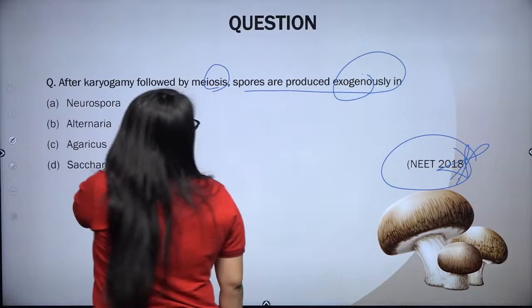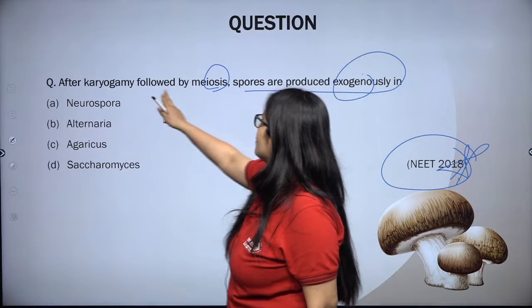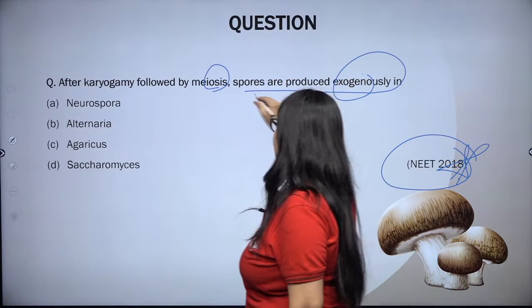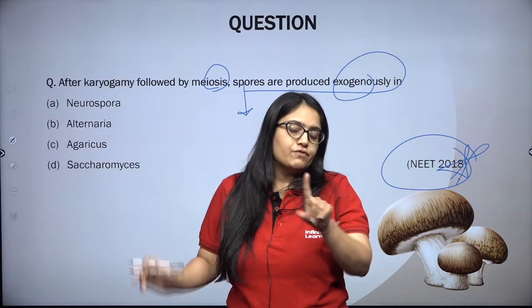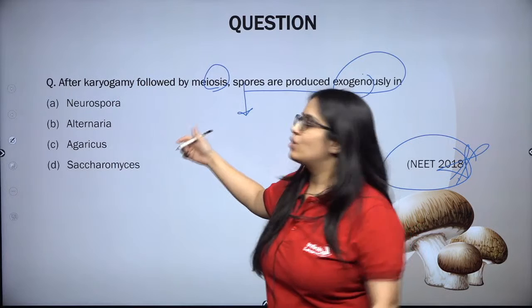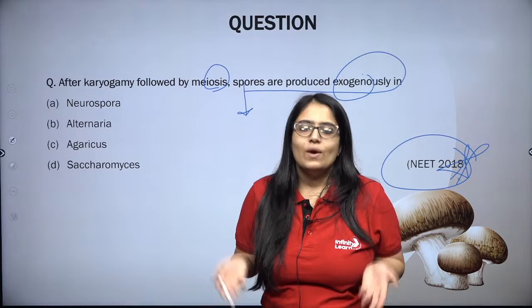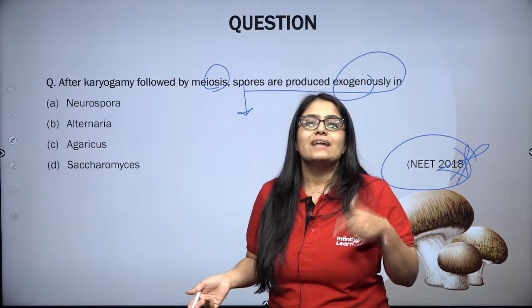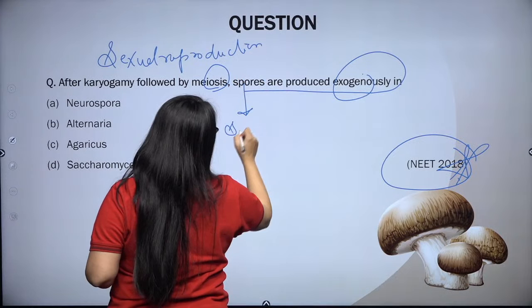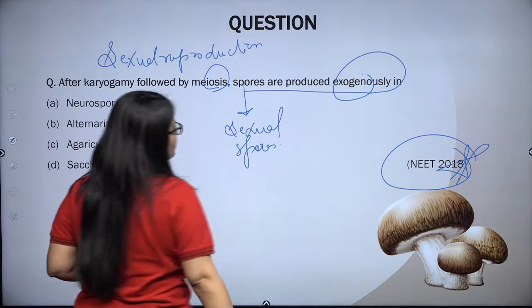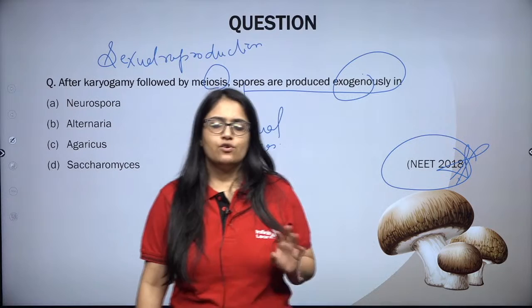So what you were supposed to do is, let's read the question first. After karyogamy followed by meiosis, spores are produced exogenously. First of all, they are talking about spores. Second thing is, in this question, it is not directly mentioned what kind of spores they are talking about. Is it sexual spores or asexual spores? But if you notice the first half of the question, these spores are sexual spores. Why? Because after karyogamy followed by meiosis, when plasmogamy, karyogamy and meiosis take place, it's during sexual reproduction. So what did you understand? The hint is, these are sexual spores, the spores that will help in sexual reproduction. Now tell me, in which class of fungi have you read that the sexual spores are produced exogenously?